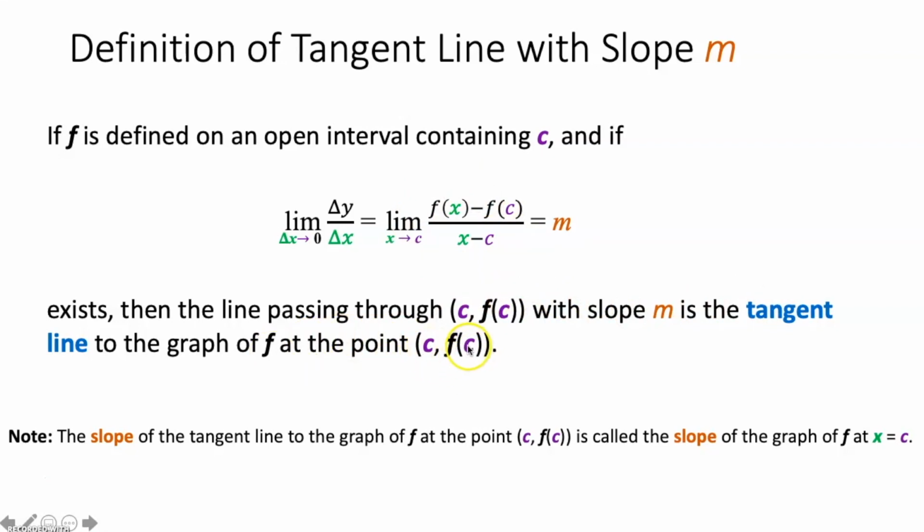We also want to note again that the slope of the tangent line to the graph of f at point c comma f of c is the slope of the function at x is equal to c.